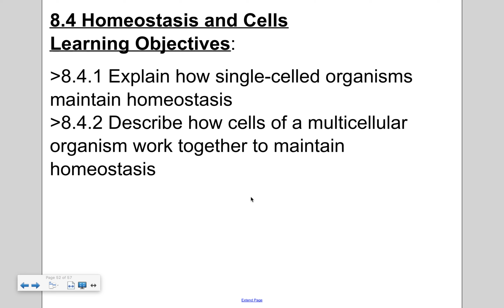So that does it for 8.4. Homeostasis, maintaining internal conditions. We talked about how single-celled organisms maintain homeostasis. There were 4 that you wrote down for your notes, and then how multicellular organisms work together to maintain homeostasis, and they do that through 2 ways, cell specialization and cell communication.